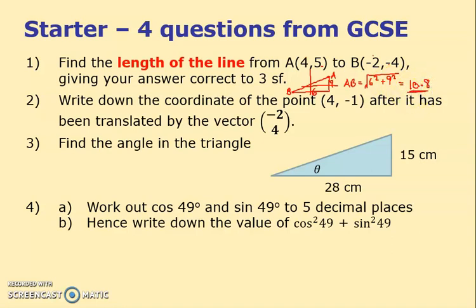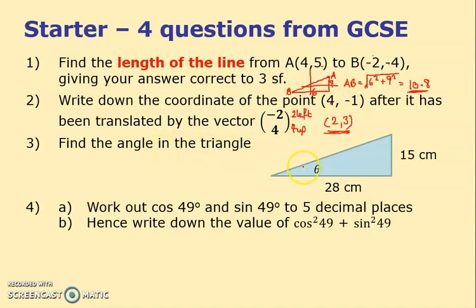Write down the coordinates of the point (4, -1) after it's been translated by the vector (-2, 4). Now this basically means 2 left and 4 up. So I reckon the coordinate becomes (2, 3). I go 2 left and 4 up. I reckon that's quite an easy answer.